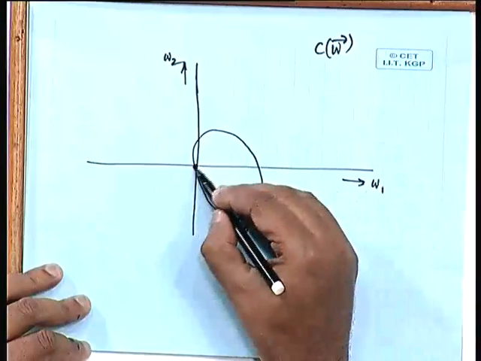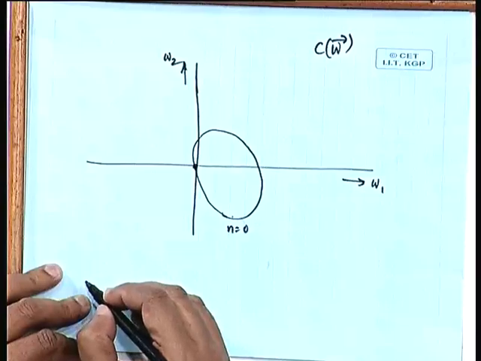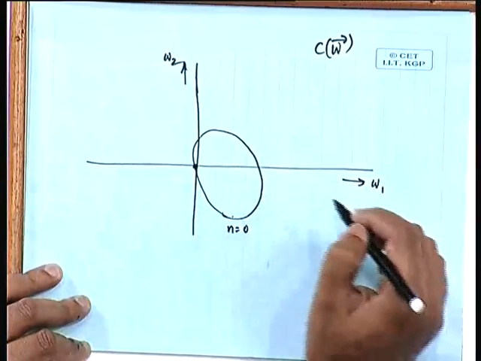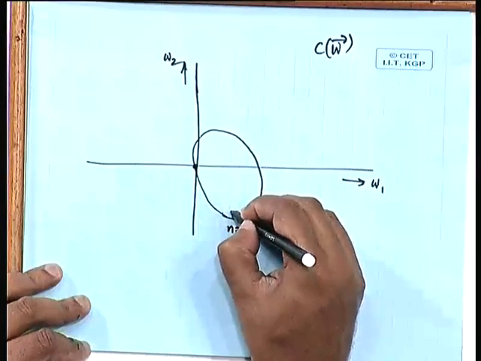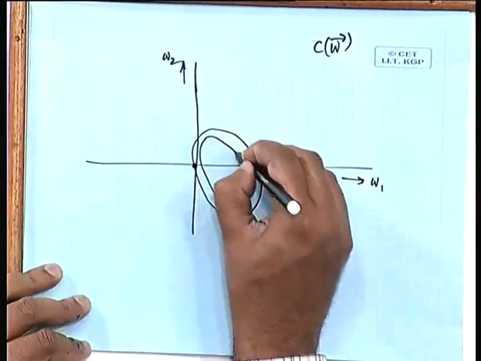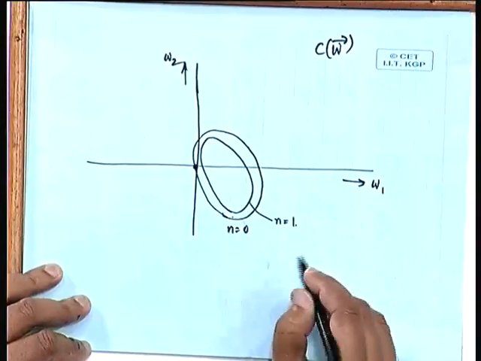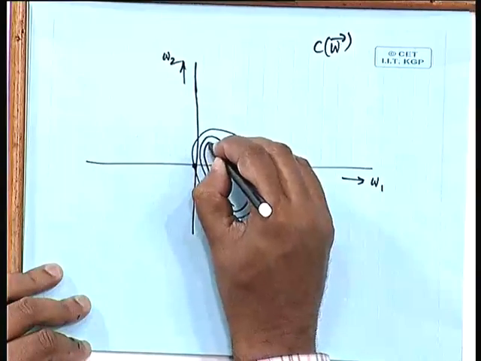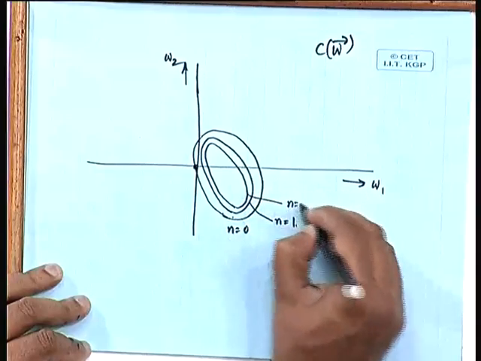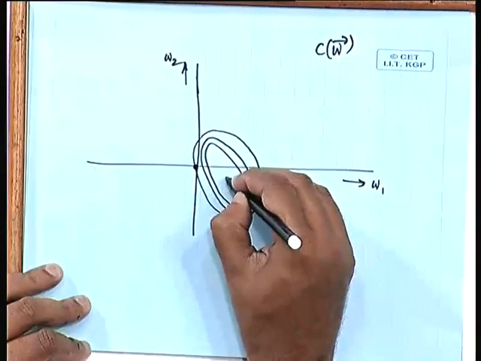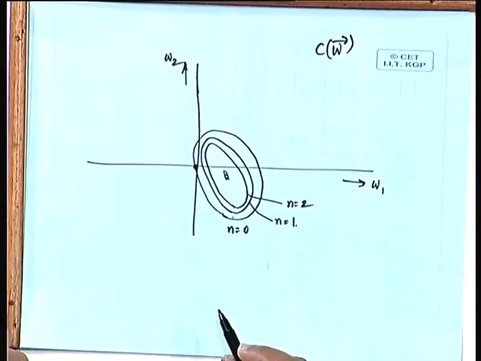If we take this to be our starting point, that means to say that we are starting with w1 equal to 0 and w2 equal to 0, from that point. Now, for n equal to 1, the cost contour may be like this. For n equal to 2, the cost contour could be like this. For n equal to 3, it may be like this. Like that, ultimately there will be a point where you reach the minima, and that is where you want to go.